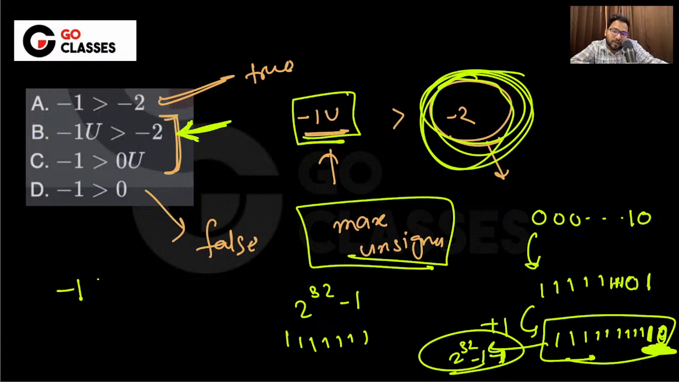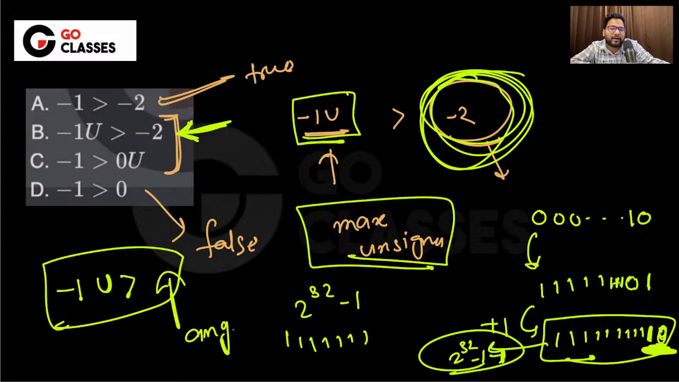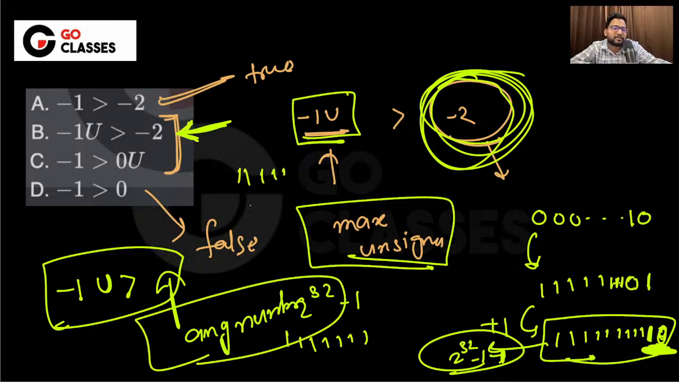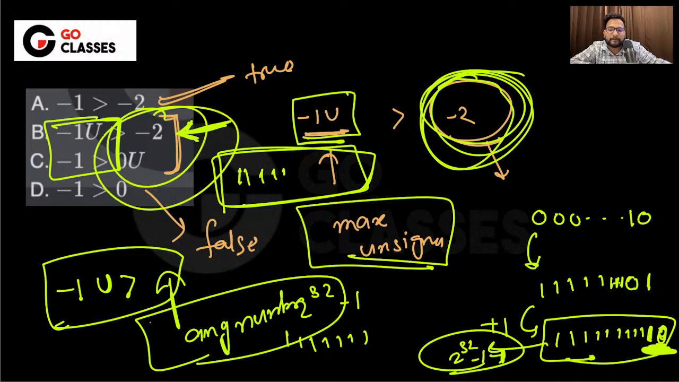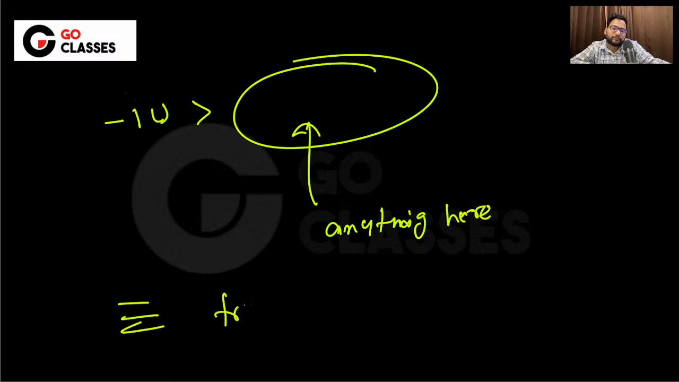See, -1u is anyway greater than any unsigned number, or actually any number in the system, because if you are representing all the ones, then it is the maximum unsigned number. Even a signed number cannot overtake this. So -1u is greater than any number here. So if you are writing -1u, you can write anything here, it will be true only.